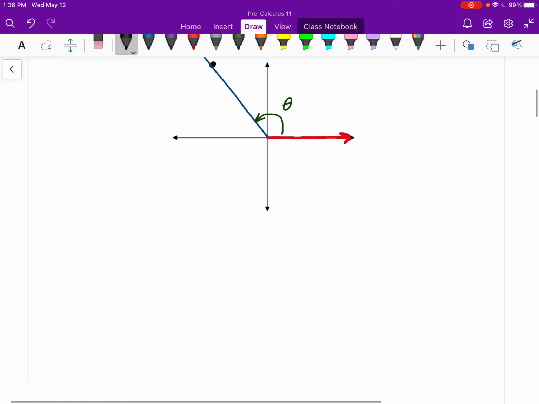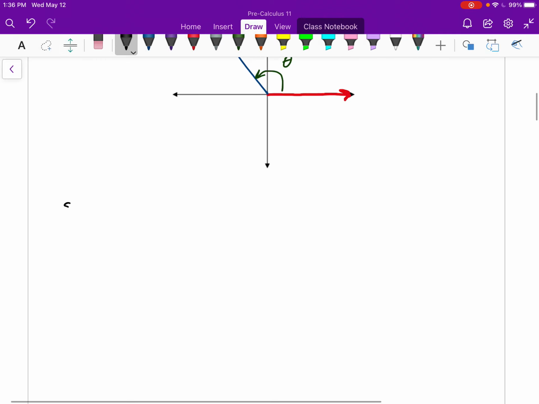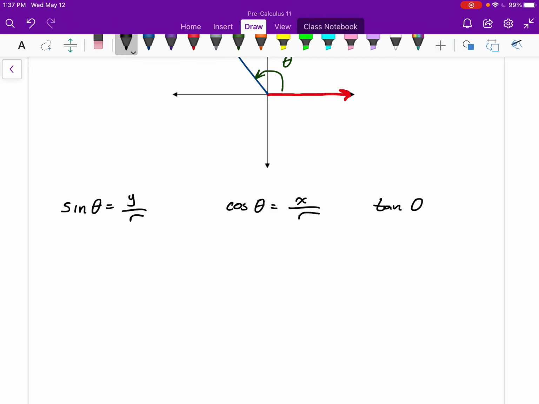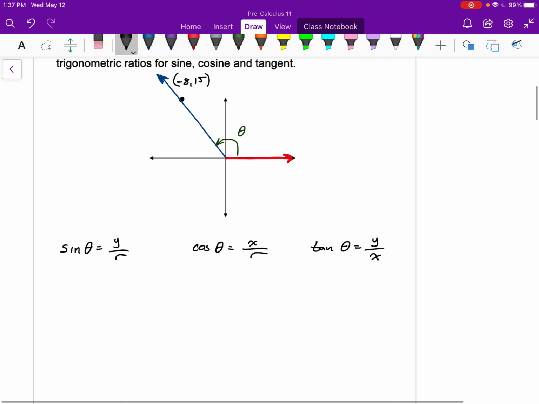Well, remember again, in terms of an angle in standard position, the sine of any angle is the y-coordinate on the terminal arm divided by r. Cosine of theta is the x-coordinate divided by r, and the tangent of theta is the y-coordinate divided by the x-coordinate. Of all these three, only tangent can we actually figure out right away, because I know x and y. But for sine and cosine, I need to figure out r before I can figure those out.